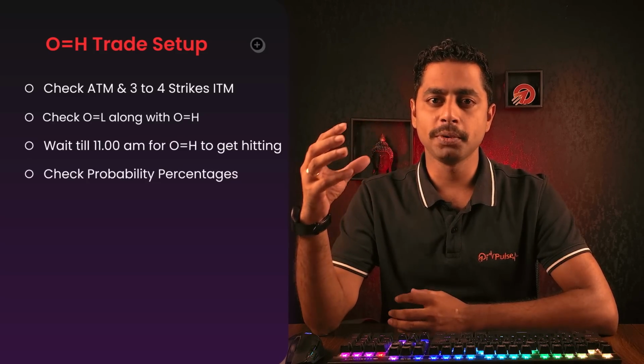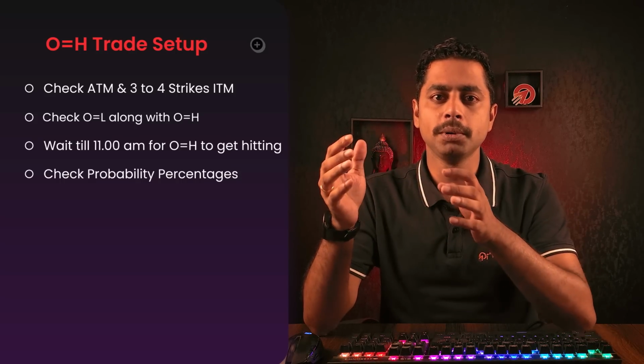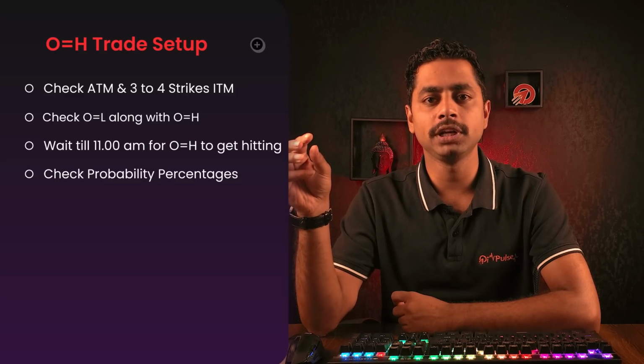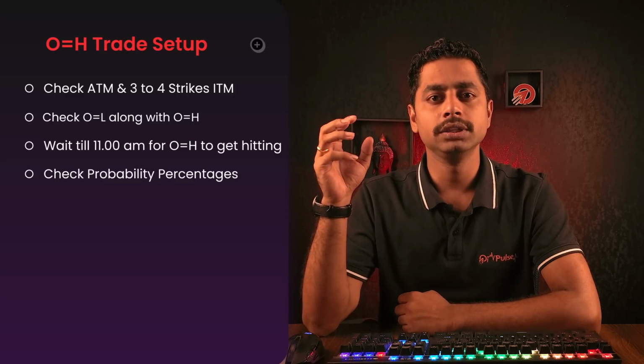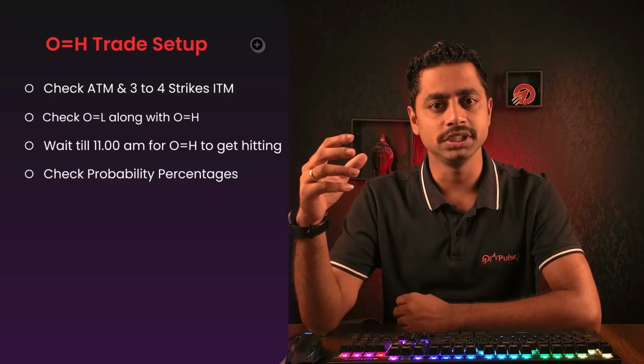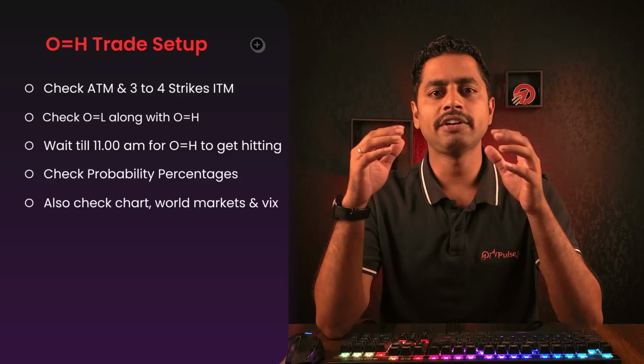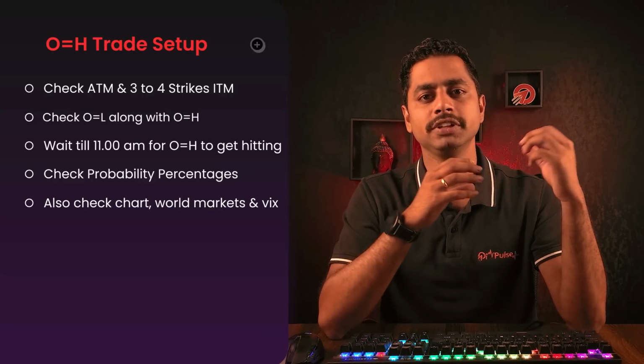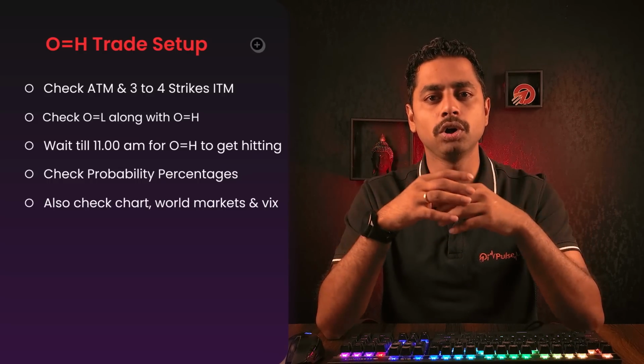You have to check the probability also. Whenever the probability of hitting percentage is more than 80% and you have an open and high badge with a red symbol, this would be the right candidate for chasing. Along with this, you also have to check what is happening in the chart, what is happening in the world market, and what VIX is doing. If you combine all these things, it would be a high probability trade.